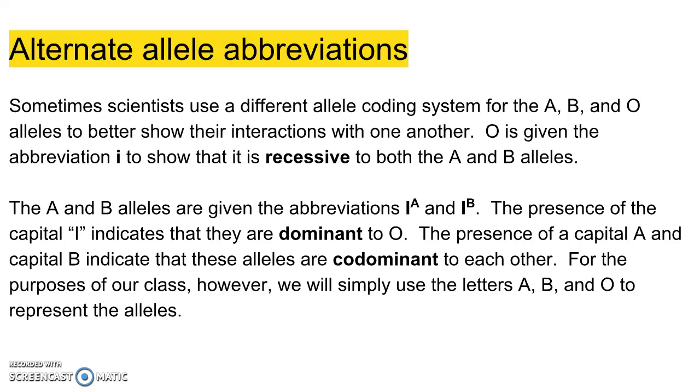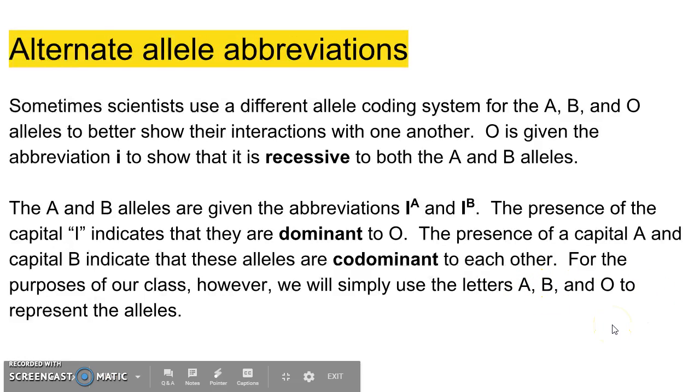Now, sometimes scientists use different allele abbreviations to represent the relationships between the A, B, and O alleles. Sometimes they use the lowercase i to represent the O allele, and that shows that it's recessive to both A and B, because we give both the A and B alleles a capital I, which shows that they're dominant to O. Now, we also give them a superscript capital letter each. So this would be the A allele, okay, and this would be the B allele. And because they're both capital, it indicates that they are codominant to each other. Now, for us, it's going to be easier to just use the letters A, B, and O to represent the alleles, but if you take IB Bio, we will use these I alleles instead.